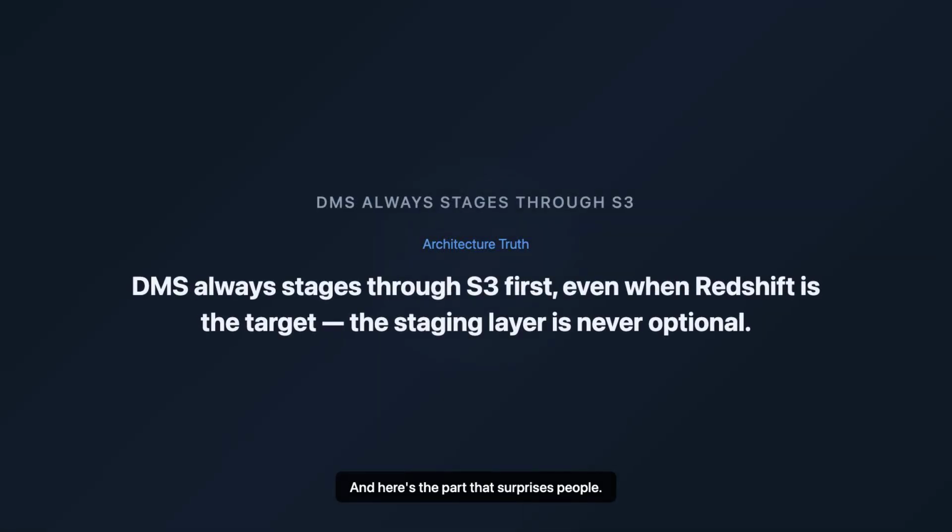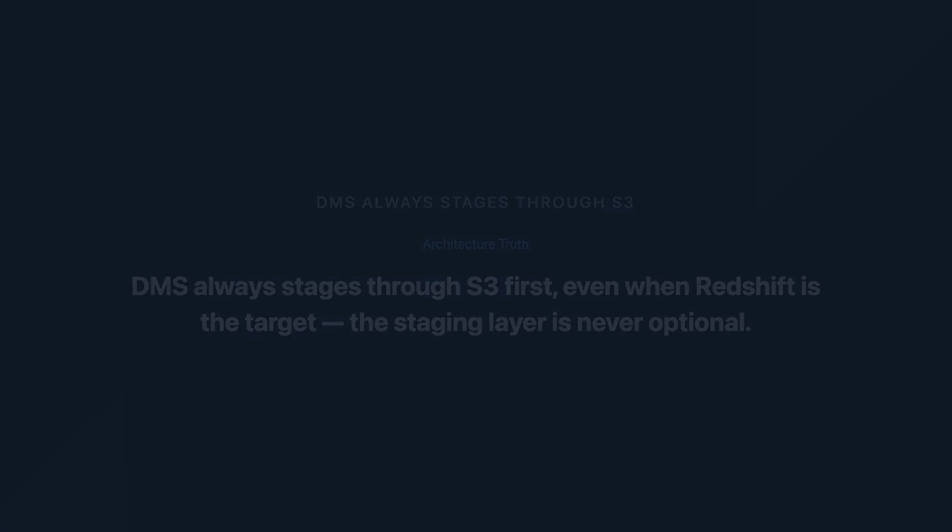And here's the part that surprises people. Even when you configure DMS with Redshift as the direct target, it still writes the data to an S3 bucket first and then issues a Redshift copy command to load from S3. The S3 staging layer isn't optional, it's how DMS actually works internally. So when an answer choice promises to skip S3 and load straight into Redshift, that answer is misrepresenting the architecture.